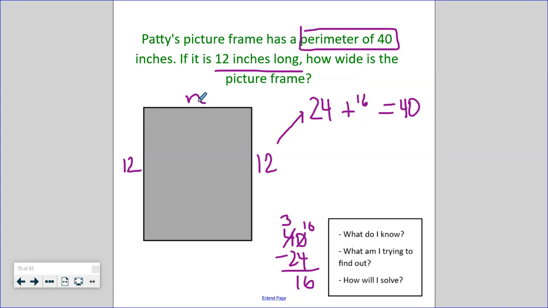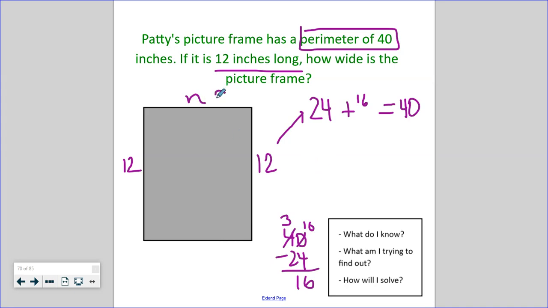Okay, but does that mean this is 16? No, it means these two together have to add up to 16. And these two have to be the same number. So it can't be 10 and 6. It can't be 11 and 5. It has to be two numbers, the same number, that add up to 16. Well, what two numbers add up to 16? I hope you said 8.